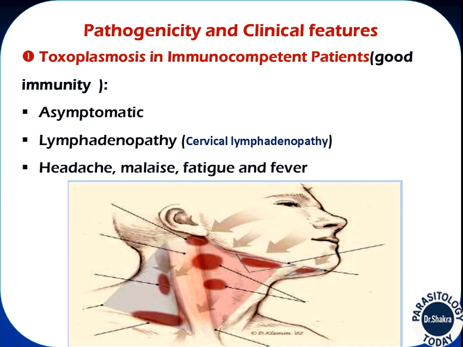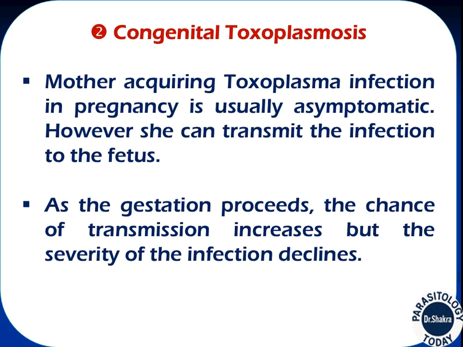The most characteristic finding is lymphadenopathy, particularly cervical lymphadenopathy, that is, swelling of the lymph nodes along the sides of the neck. In addition, some patients may experience mild systemic symptoms such as headache, general malaise, fatigue, and occasionally a low-grade fever. 2. Congenital toxoplasmosis.